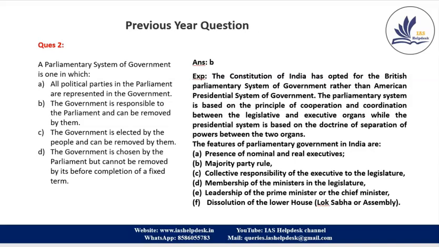So option B, the government is responsible to the parliament and can be removed by them. Yes, the council of ministers is responsible to the parliament and they can be removed by them if the government is passing the no confidence motion. Then the government can fall. Why option 1 is not correct? Because all political parties in parliament are represented in the government. No, not all parties are represented in the government.